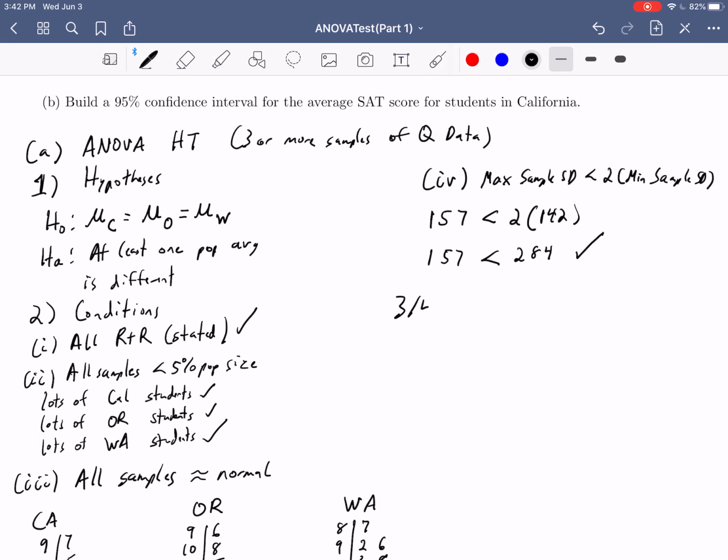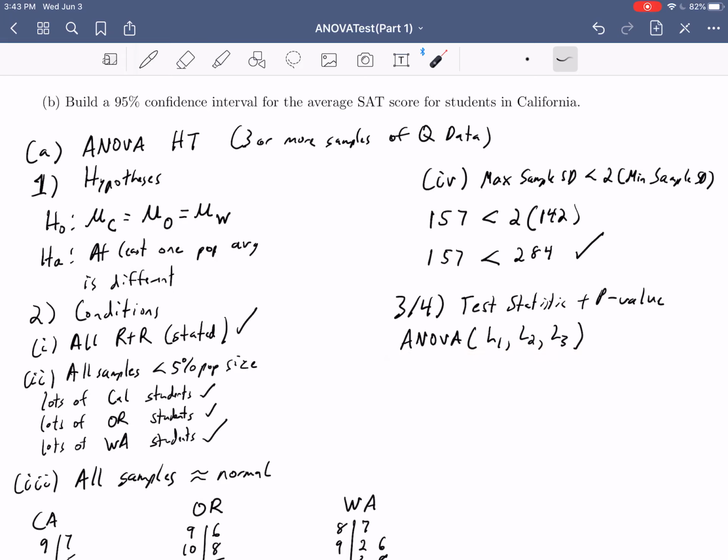All right, now we're ready to do steps 3 and 4 together, which is the test statistic and p-value. In every other hypothesis test, you guys do these separately because they each have their own components. But since we're going to be using the calculator to do this, we can do it all at once. So since we only had 3 samples, we will just need to use the ANOVA of L1, L2, L3, close up the parentheses. Do make sure that when you type this in, and again, remember that ANOVA comes from stat, tests, and then find the ANOVA function. You want to make sure that you do put those commas in between L1 and L2 and L2 and L3.